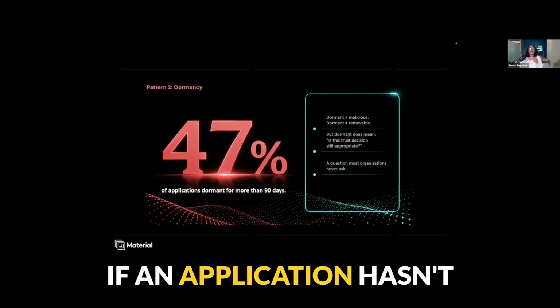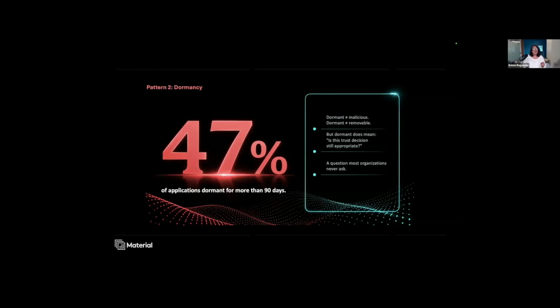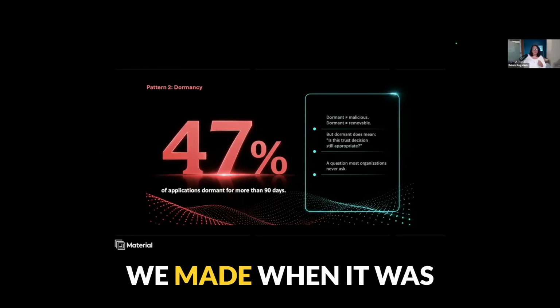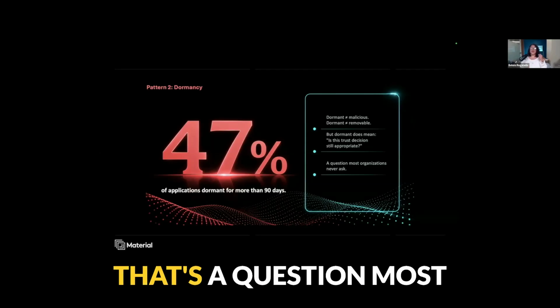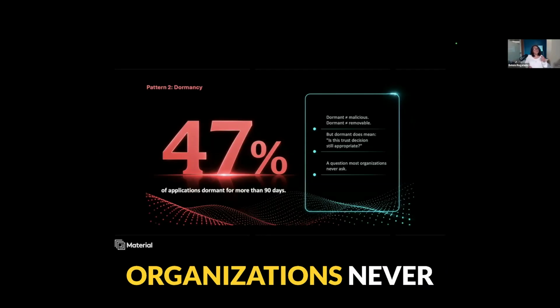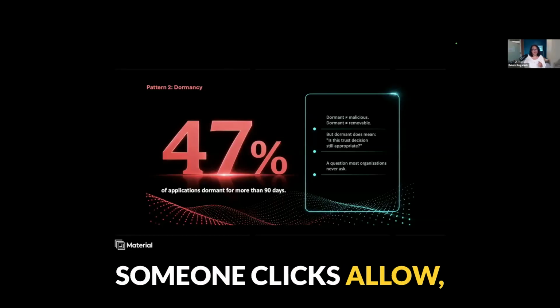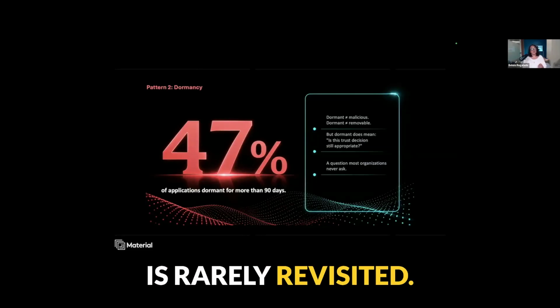If an application hasn't been used in months, should we revisit the trust decision we made when it was first authorized? That's a question most organizations never ask. Because once someone clicks allow, that trust decision is rarely revisited.